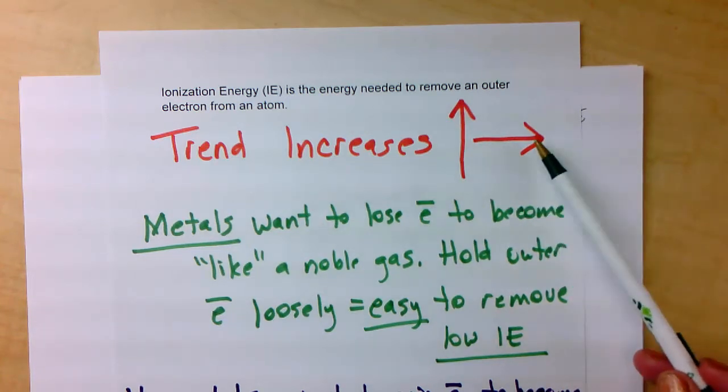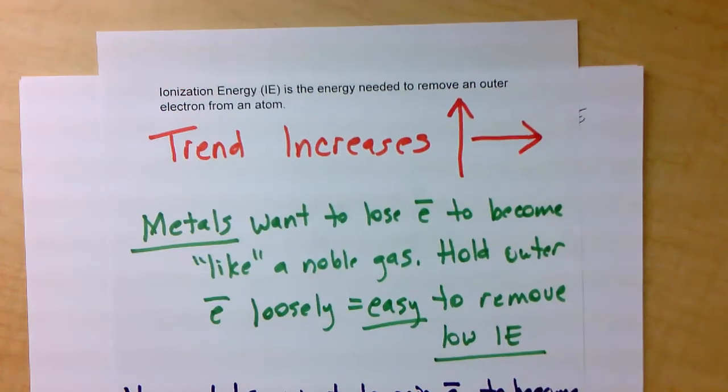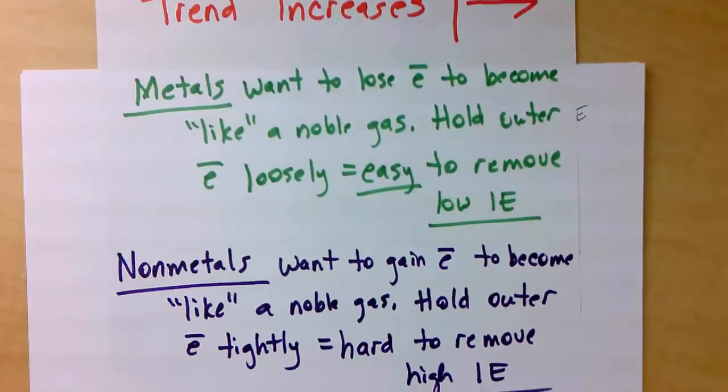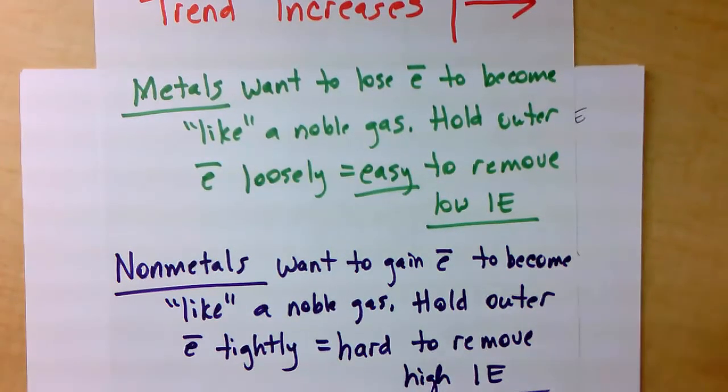And as far as metals versus nonmetals go, metals have a lower ionization energy because they hold their electrons loose because they want to lose some. Nonmetals hold their outer electrons tight. It's hard to remove them. High ionization energy.